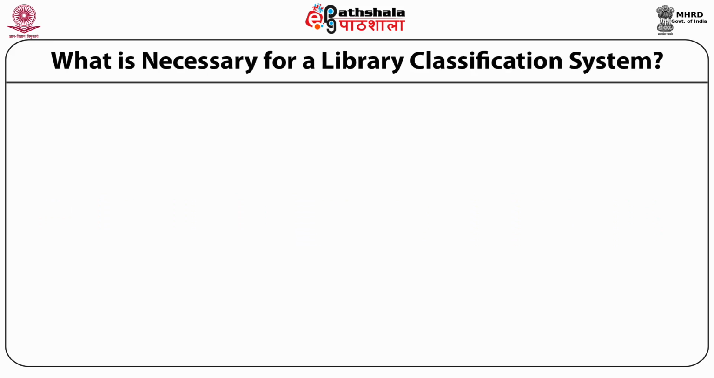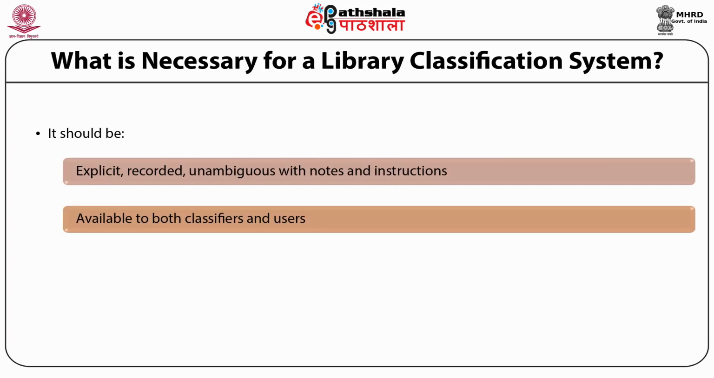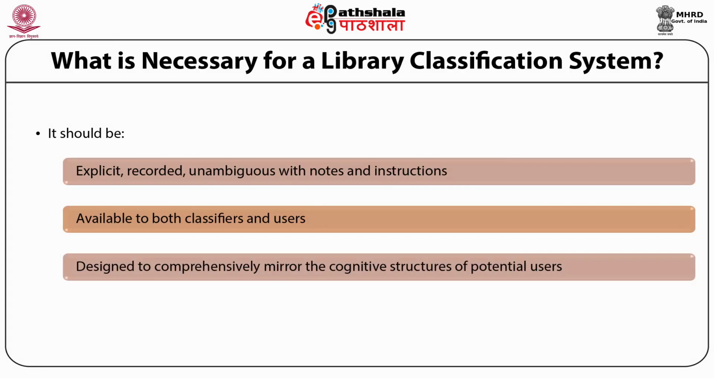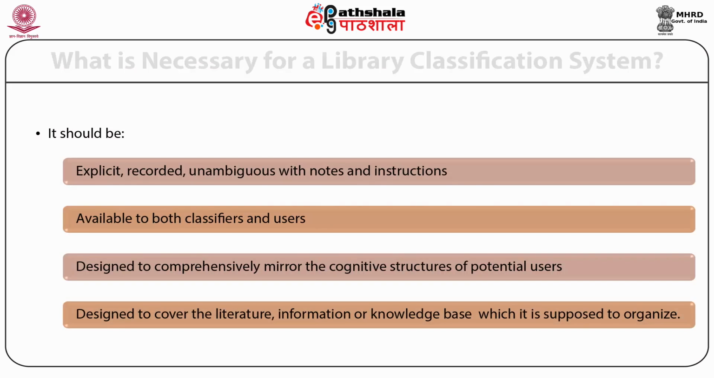Now let us see what is necessary for a library classification system. It should be explicit, recorded, unambiguous, with notes and instructions. It should be clear and in black and white. It should be available both to the classifiers and users. Then it should be designed to comprehensively mirror the cognitive structure of potential users and knowledge. And it should be designed to cover the literature, information or knowledge base which it is supposed to organize.